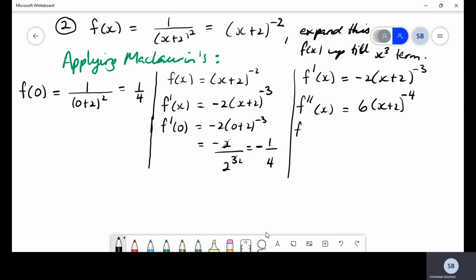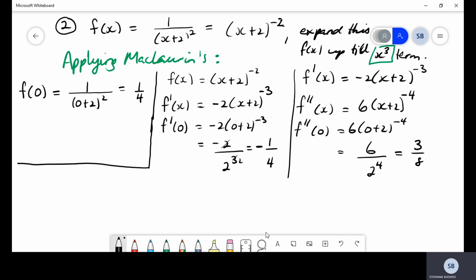So finally, my second derivative at 0 will be, what's that equal to? I think that's 6 over 2 to the power of 4. And this reduces to, let's see, 2 2s are equal to 16. I think that's 3 over 8. All right, so we're going up till the x^4 term here. So we have one more to go.